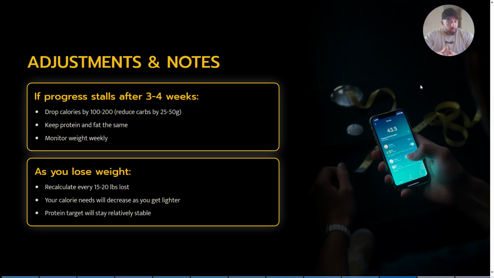As you lose weight, you need to recalculate your macros every 15 to 20 pounds. Protein targets will stay relatively stable because we based it on your lean muscle mass. So there shouldn't be a whole lot of changes to your protein because we're not changing your lean muscle mass a whole lot while you're in a fat loss phase. You will be gaining muscle, but you're going to be losing fat a whole lot faster. So protein will relatively stay the same.